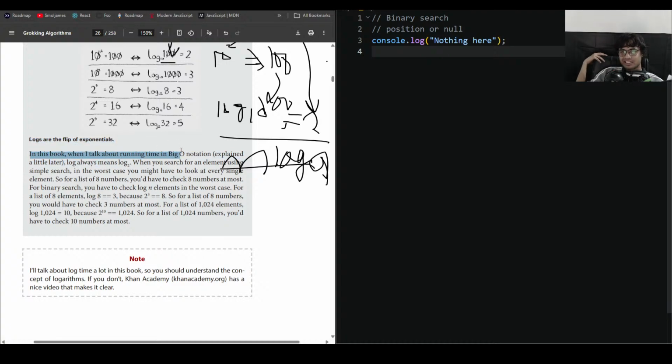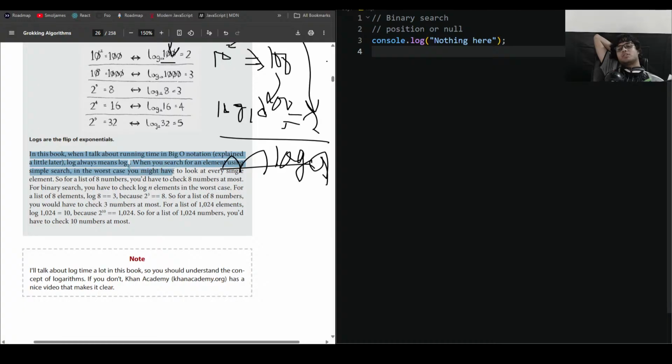In this book, when I talk about running time in big O notation, explained a little later, log always means log 2.